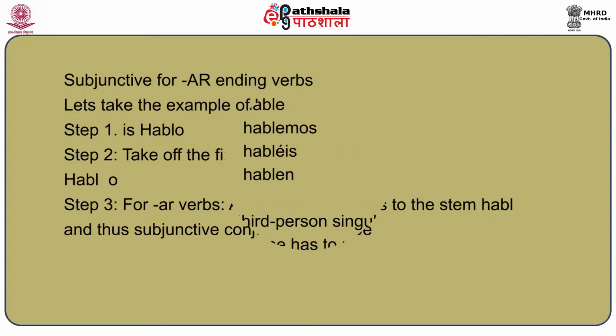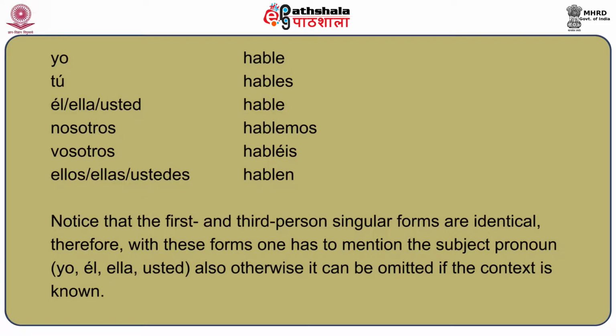the verb hablar: yo hable, tú hables, él, ella, usted hable, nosotros hablemos, vosotros habléis, ellos, ellas, ustedes hablen. Notice that the first person and third person singular forms are identical. Therefore, with these forms, one has to mention the subject pronoun yo, él, ella, usted, or otherwise it can be understood from the context itself.